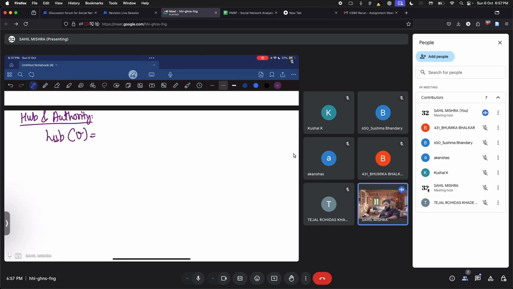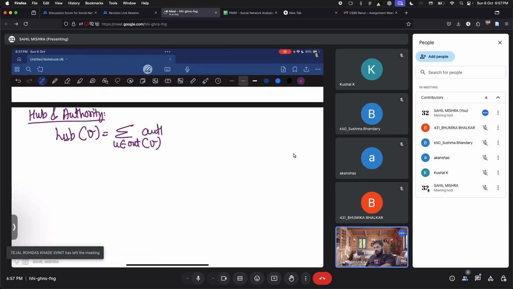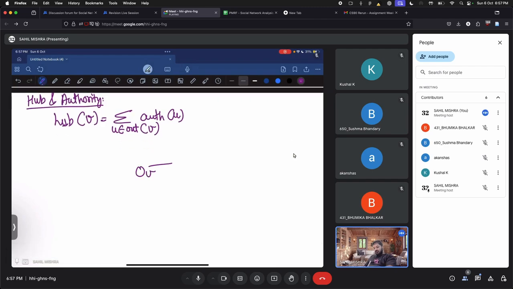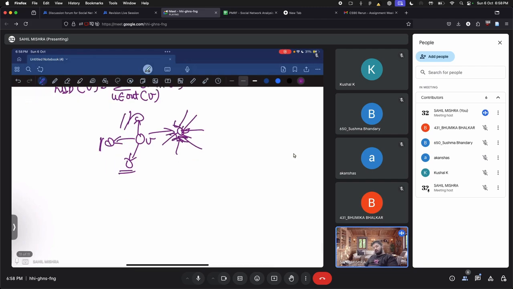So the hubness of node V is basically taken like this. Let me write the formula first. Node V points out to these nodes, and we measure the authority of these nodes. Authority means what other nodes point to this node, to compute the hubness of V.